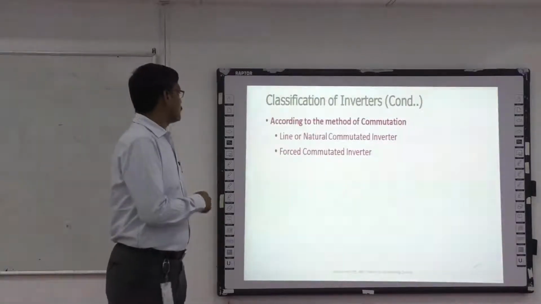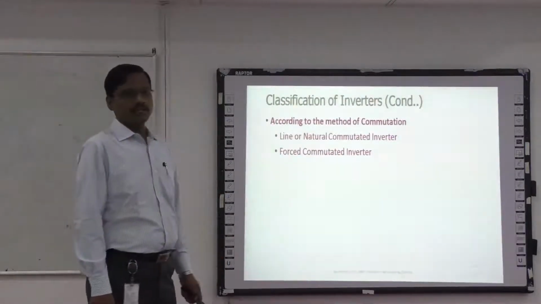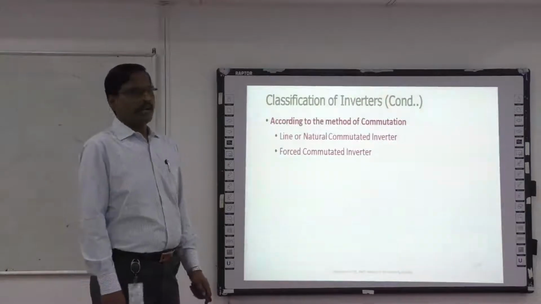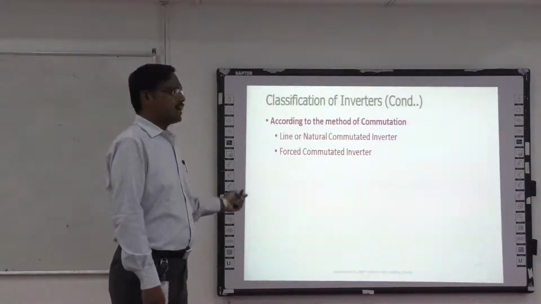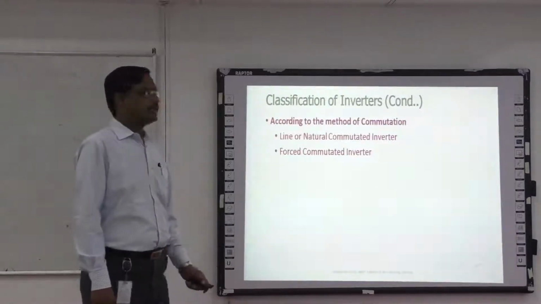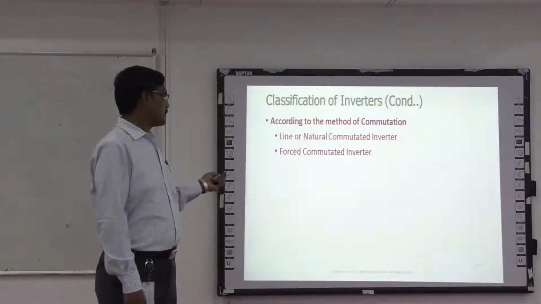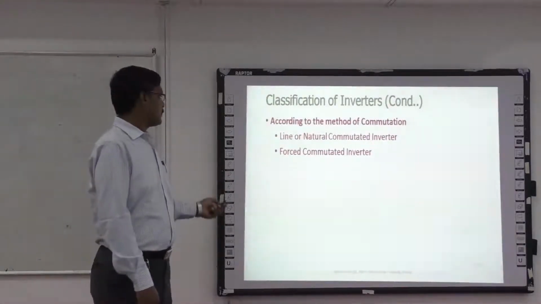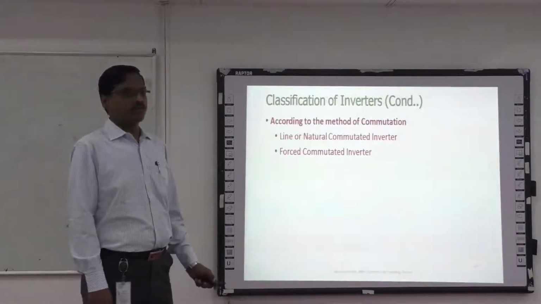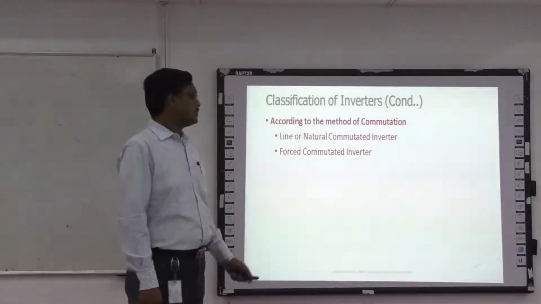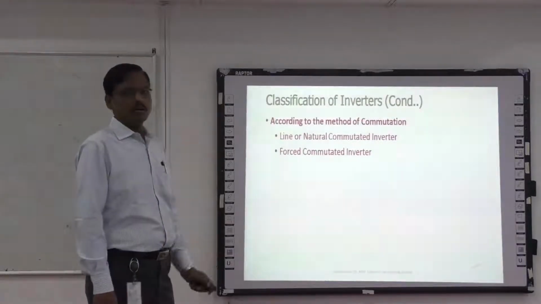First one is based on the method of commutation. We have two types. One is line commutated inverter, another one is forced commutated inverter. In the case of a line commutated inverter, we don't have any external circuit or additional component for commutation. So the circuit itself will automatically turn off and be ready for the next cycle. But in the case of forced commutated inverters, we need some external circuit to turn off the circuit. So these are two types of inverters based on commutation.